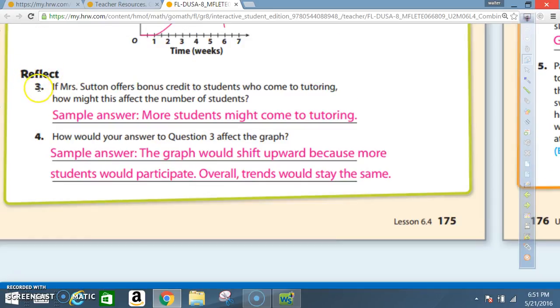Okay, reflect. Question 3. If Mrs. Sutton offered bonus credit to students who come to tutoring, how might this affect the number of students? Sample answer. More students might come to tutoring. Question 4. How would your answer to question 3 affect the graph? Sample answer. The graph will shift upward because more students will participate. Overall, trends would stay the same. All right, this concludes our lesson for today. Let's go ahead and get to work.